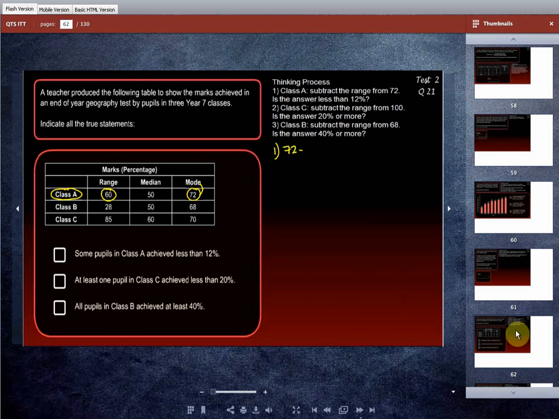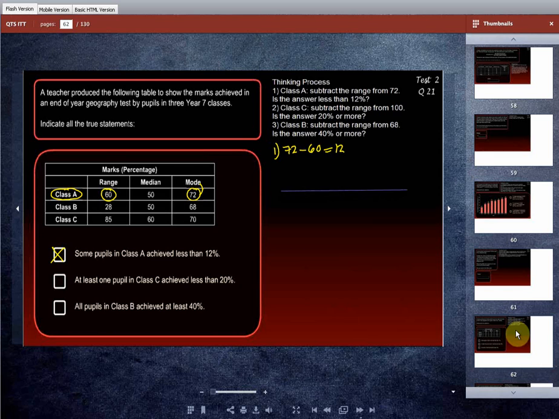72 minus 60 equals 12. So no person achieved less than 12%, meaning the statement is false. I'm not sure I really follow this, Dave. Can you explain it in more detail, please?